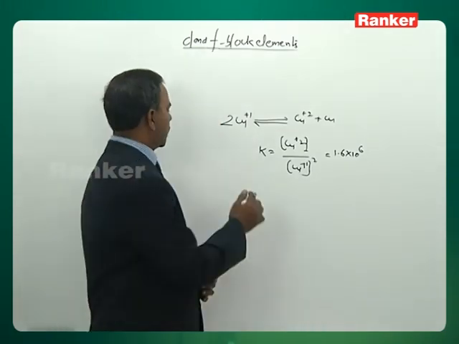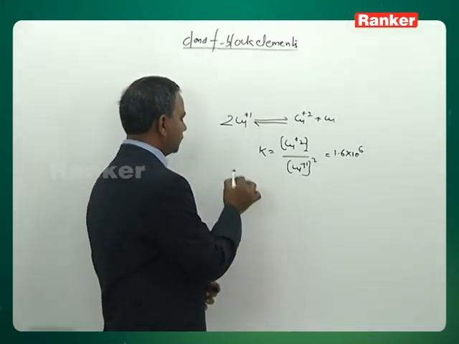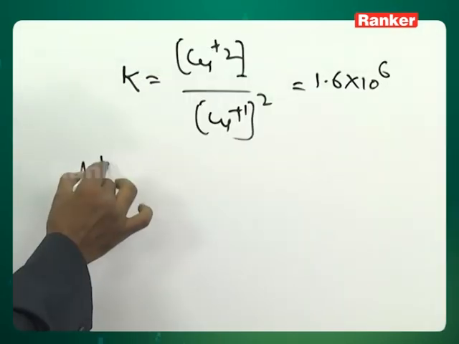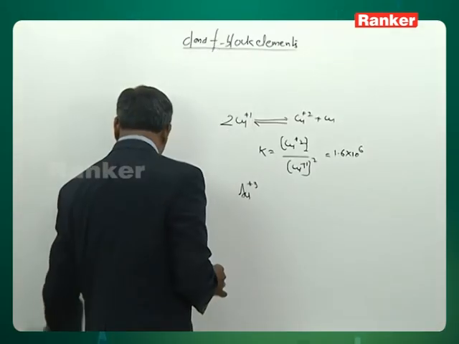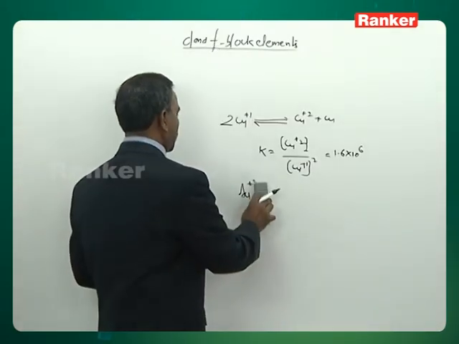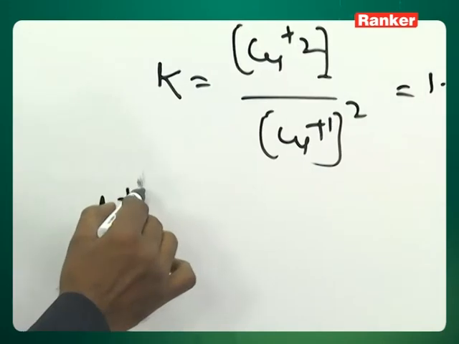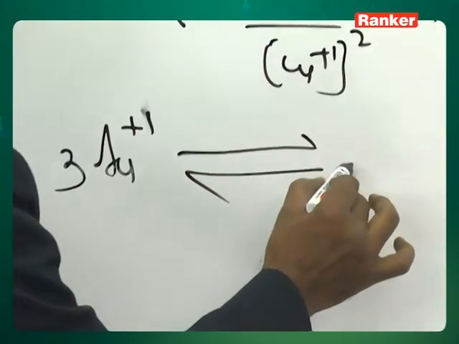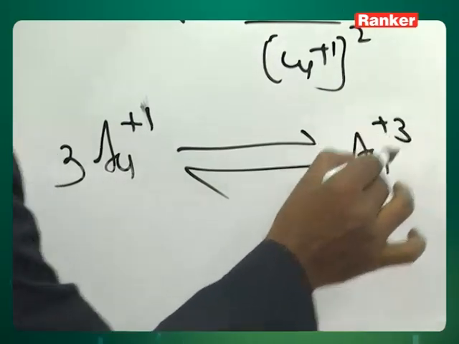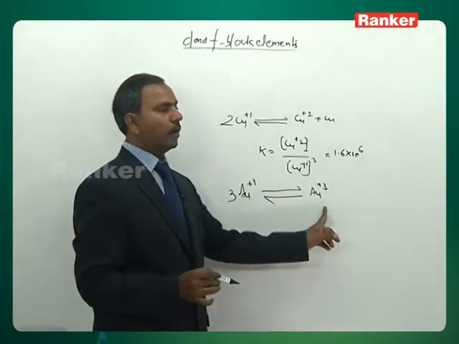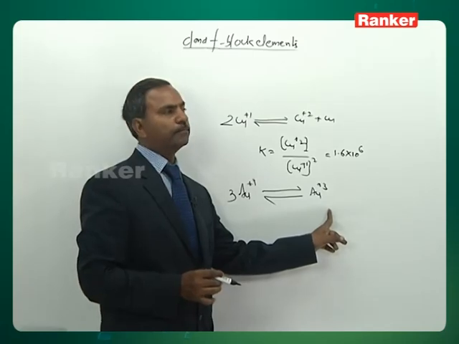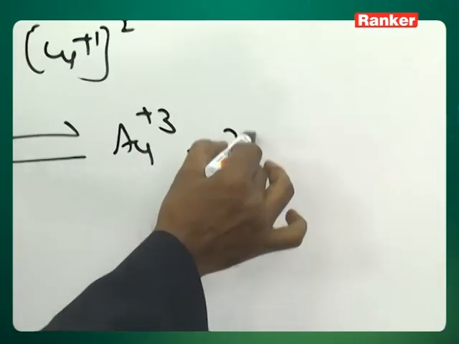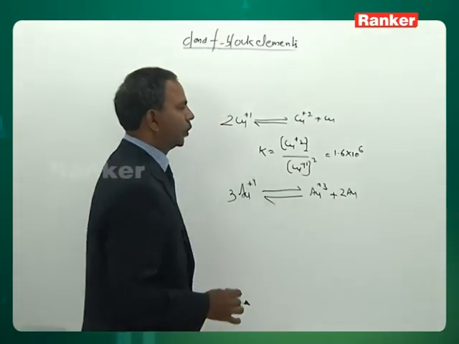It easily undergoes oxidation to copper plus 2. Similarly, consider gold. Take 3 Au plus 1: it undergoes oxidation, plus 1 to plus 3, and reduction, giving 2 Au plus 3 and Au, that is, plus 3 to Au.